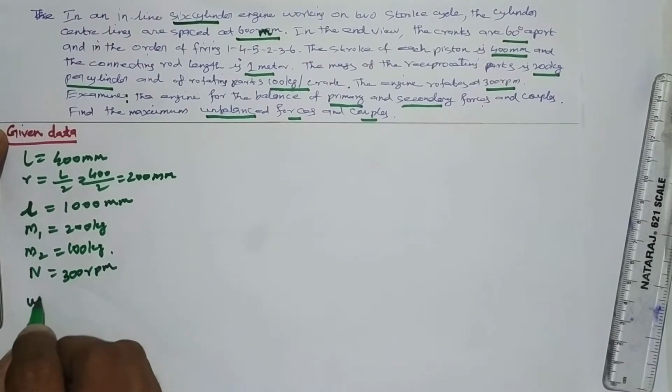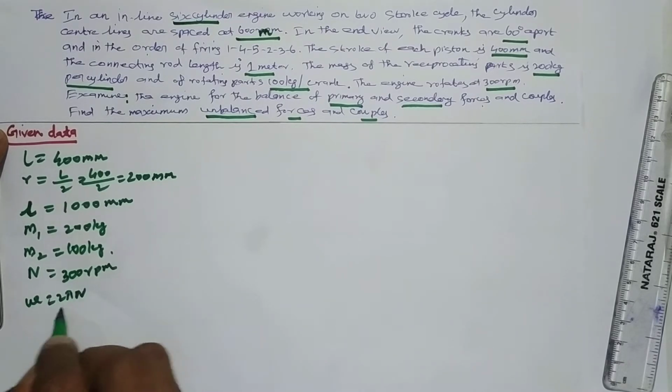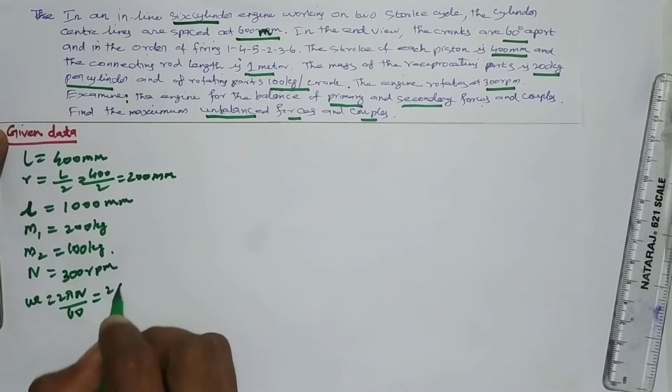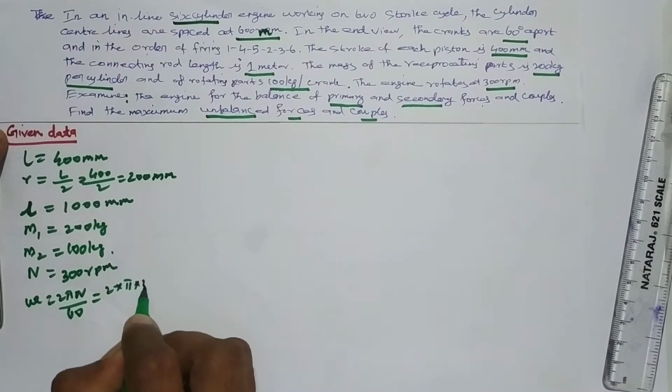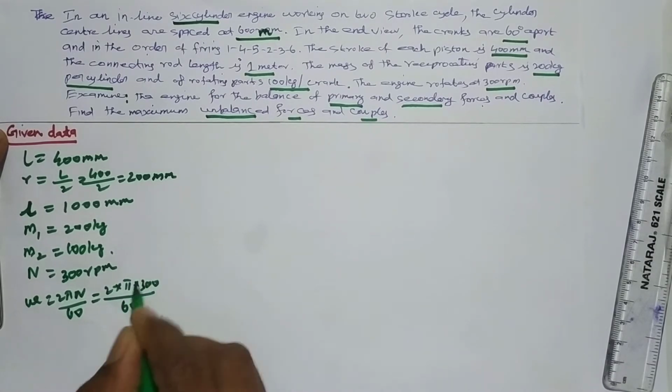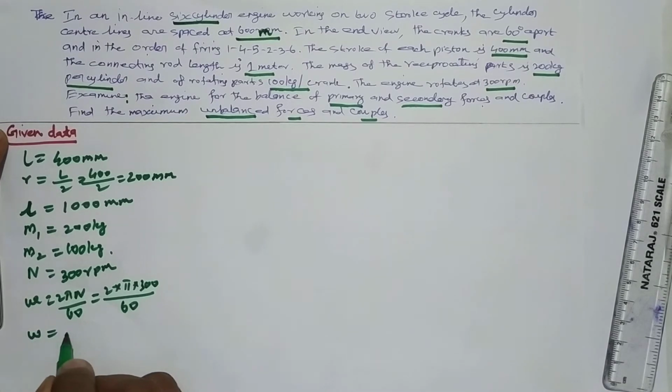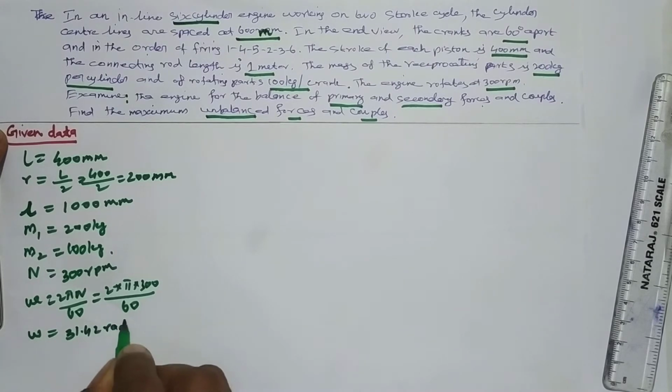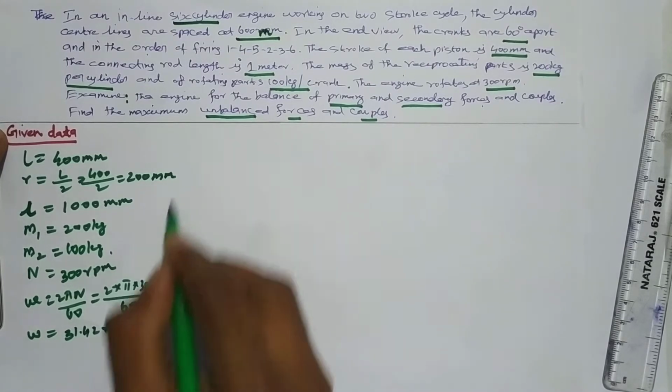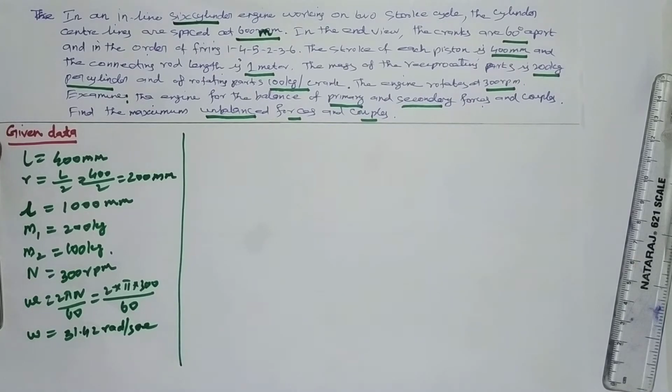Now we calculate omega equal to 2 pi N divided by 60, that is 2 into pi into 300 divided by 60, which gives omega equal to 31.42 radians per second. Now draw the position diagram and crank diagram of the 6-cylinder inline engine.